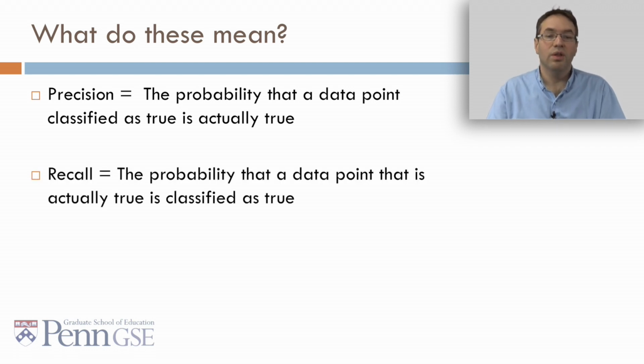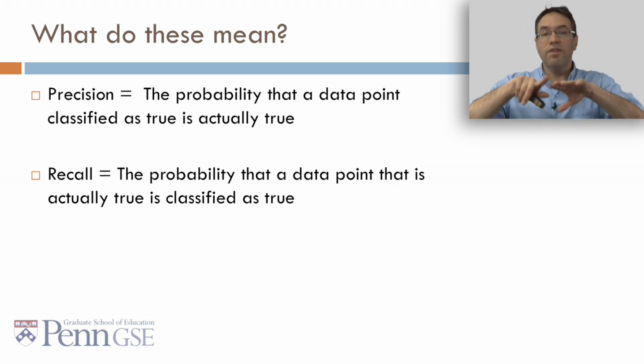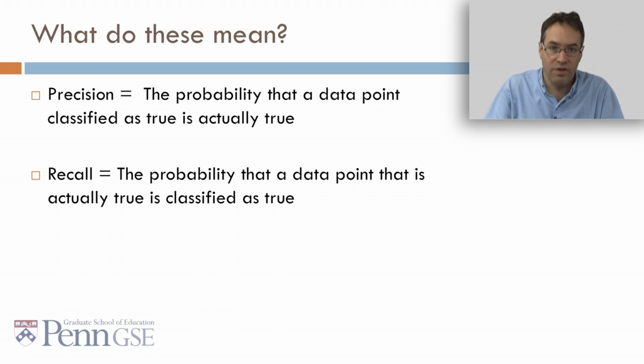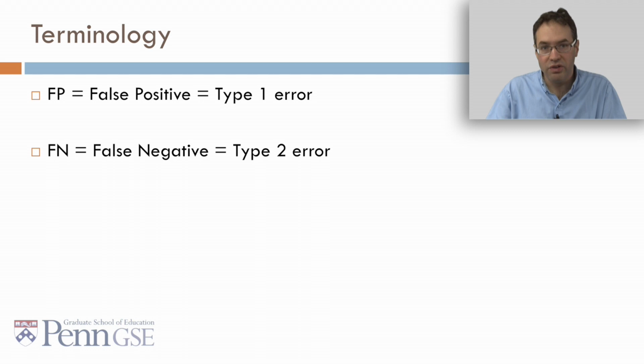Recall says the probability that a data point that is actually true is classified as true. So what this means is, if I'm looking for this, what's the probability I'm actually going to find it? Incidentally, for those of you intellectually raised in statistics land, FP, false positive, is what statisticians often refer to as a type 1 error, and FN, false negative, is what statisticians often refer to as a type 2 error. If that terminology is unfamiliar to you, don't worry about it.